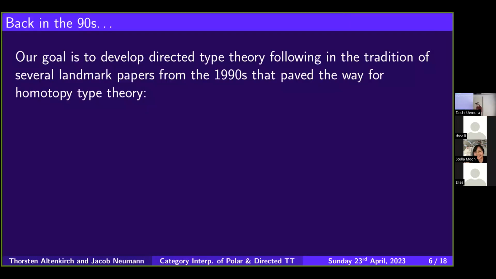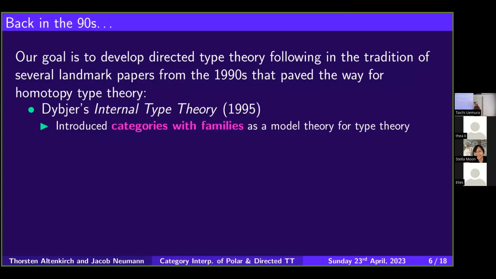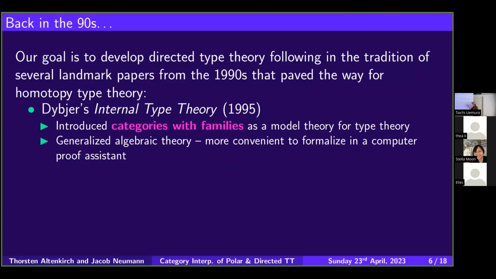In particular, what I want to do is conduct the directed analog of a couple of really important and landmark papers in the history of homotopy type theory that came out in the 1990s. That's why I have this kind of tacky 90s theme for these slides. In particular, I'm interested in the work on categories with families. As I said, that's going to be the kind of model theory that we're running with. One of the nice technical reasons that those are convenient is that they have the form of a generalized algebraic theory, which makes it more convenient to transcribe them into a computer proof assistant.